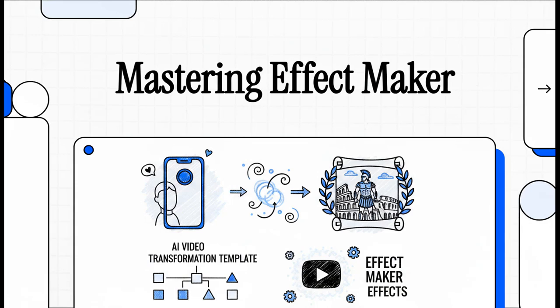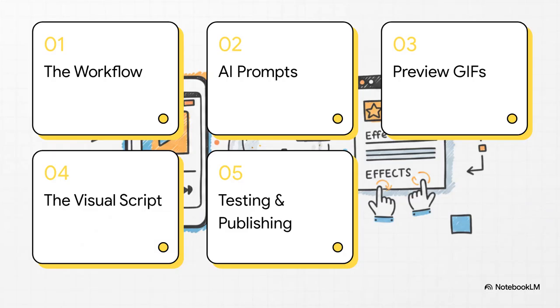Welcome to this explainer. Today we are jumping straight into YouTube's Effects Maker. Specifically, we're going to master the AI video transformation template. We are literally going to take a regular everyday selfie and turn it into an ancient Roman cinematic masterpiece. By the end of this, you won't just be scrolling past AI effects, you are going to be engineering them yourself.